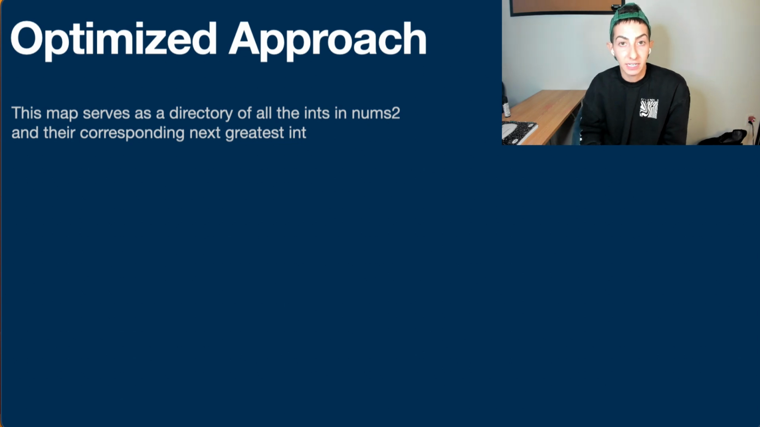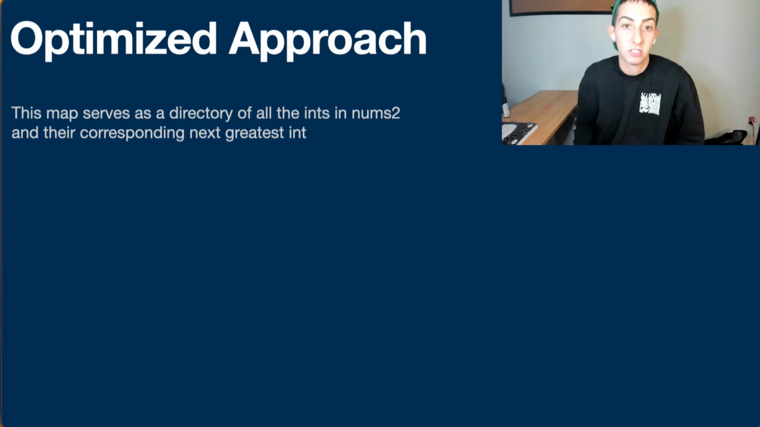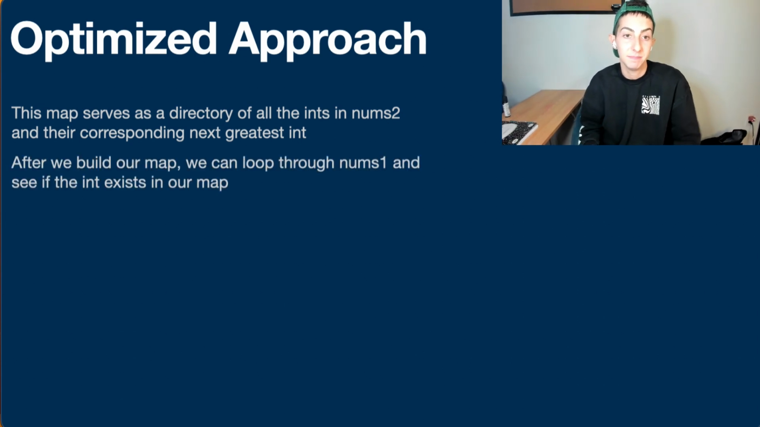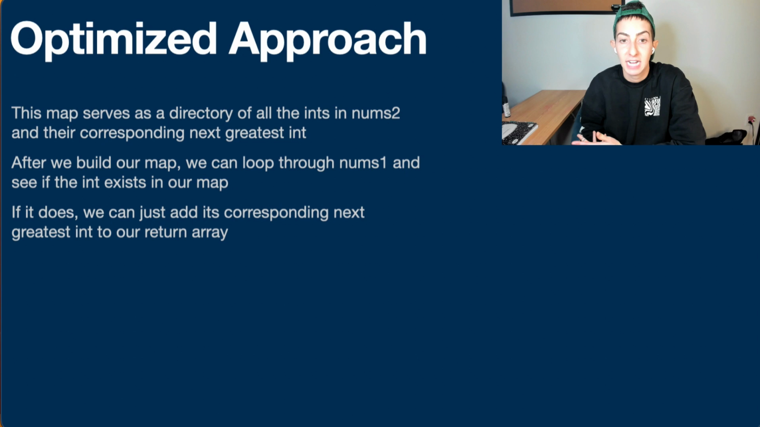This is kind of just explaining what I already said, but this map serves as a directory of all of the ints in nums2 and their corresponding next greatest int. And after we build our map, we can loop through nums1 and see if the int exists in our map. If it does, we can just add its corresponding next greatest int to our return array.